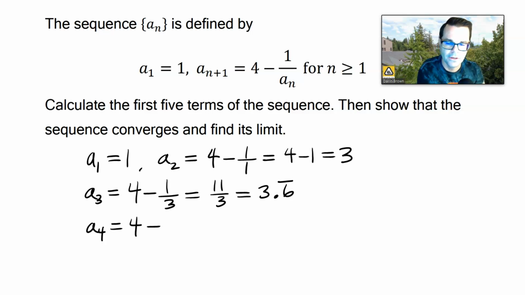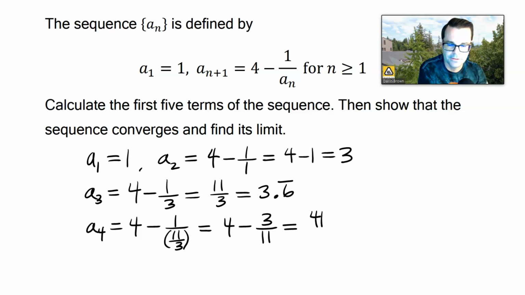a sub 4 is 4 minus 1 over 11 thirds. So 4 minus 3/11ths. And if you get a common denominator here, it's 44 minus 3, which is going to be 41. So 41 over 11. And so what does this turn out to be? This is 3.72727272. So it's 3.72 repeating.